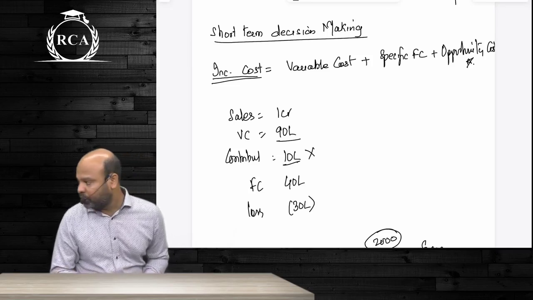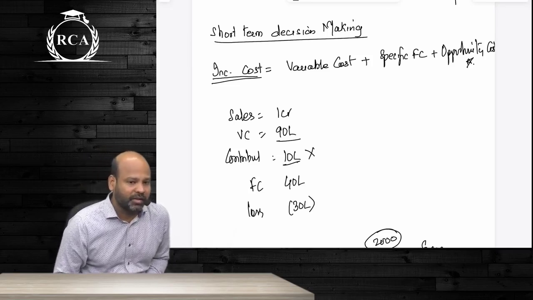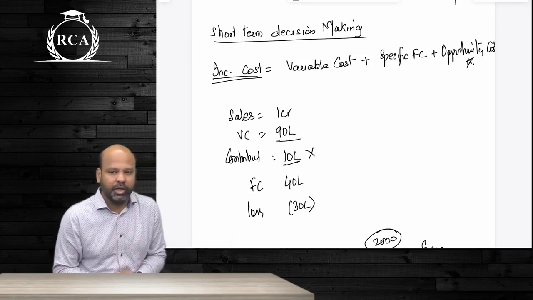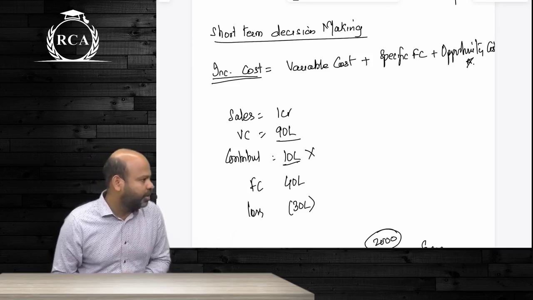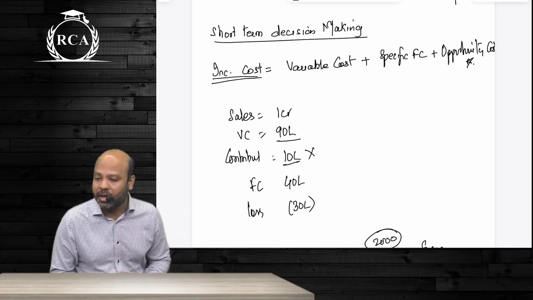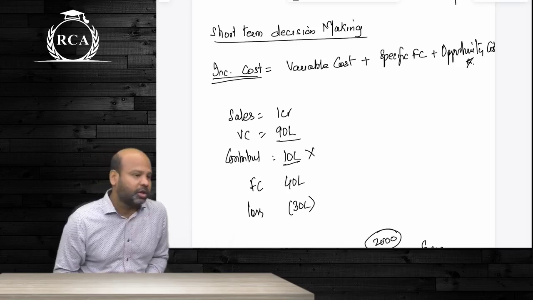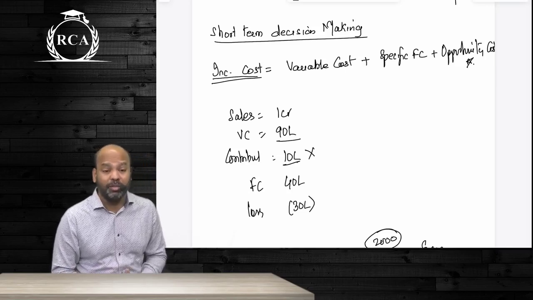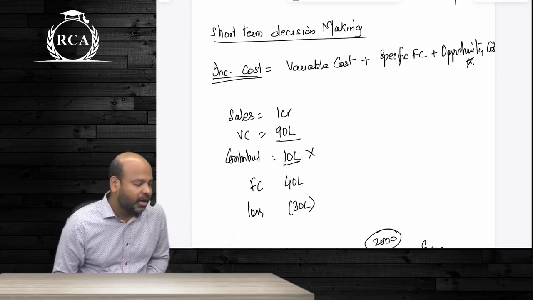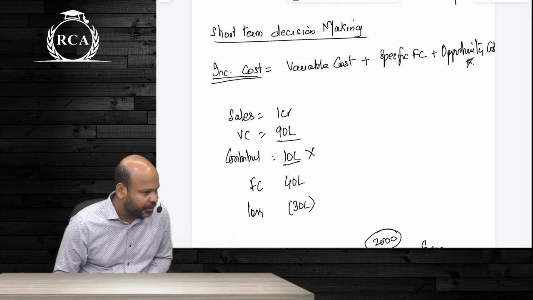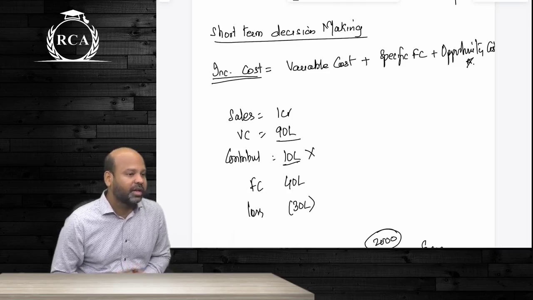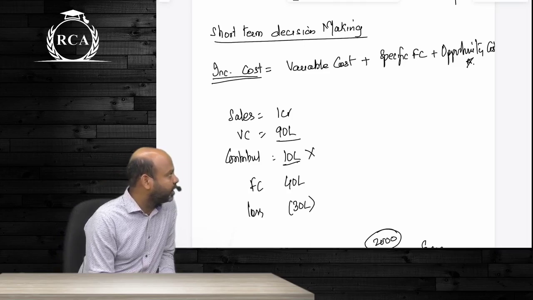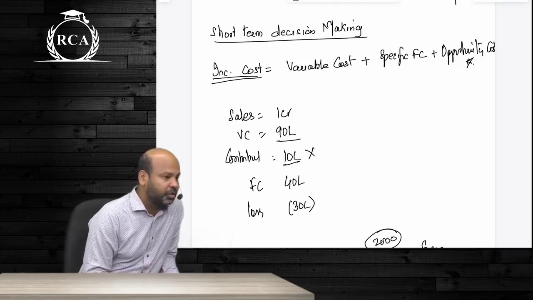So for the purpose of decision making, guys, irrespective of the decision that you are taking, decisions will always be based on incremental cost and incremental revenues. Incremental cost will comprise of variable cost, specific fixed cost, and contribution. Your incremental revenue is incremental revenue. Doesn't matter what is the decision that you're taking, decisions should be based on incremental cost and incremental revenues.